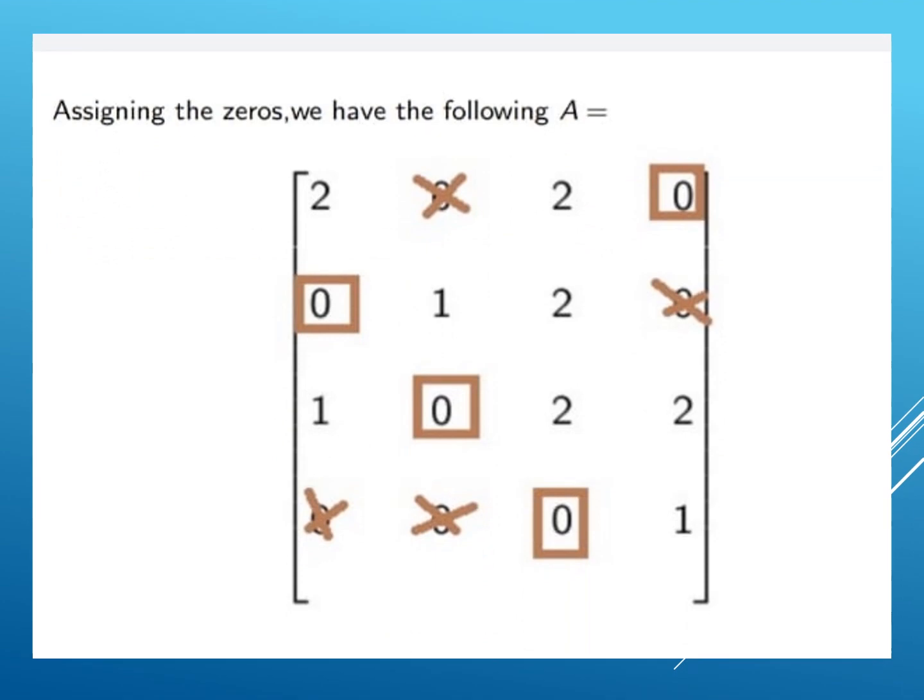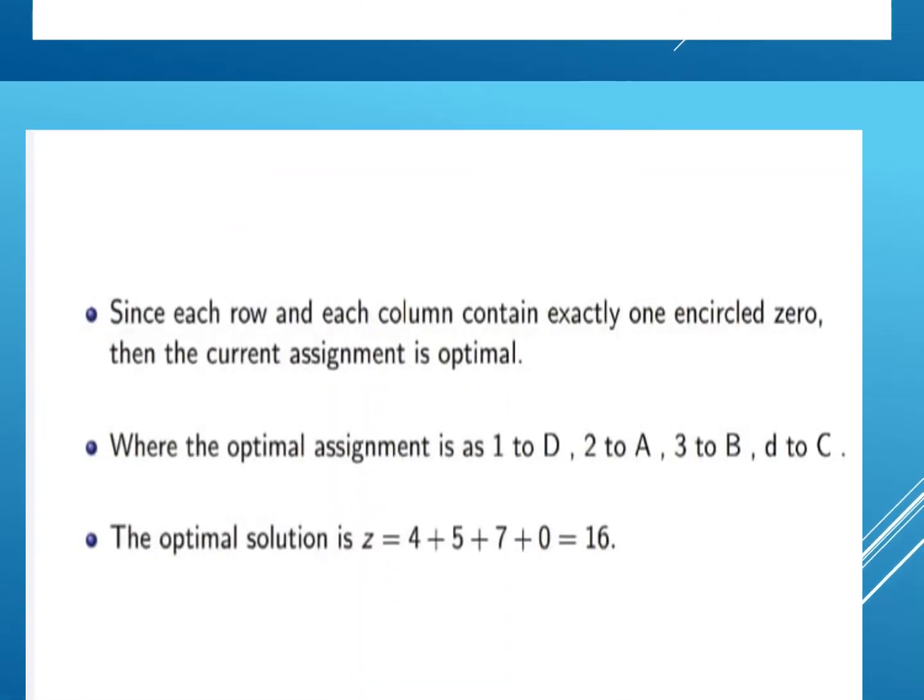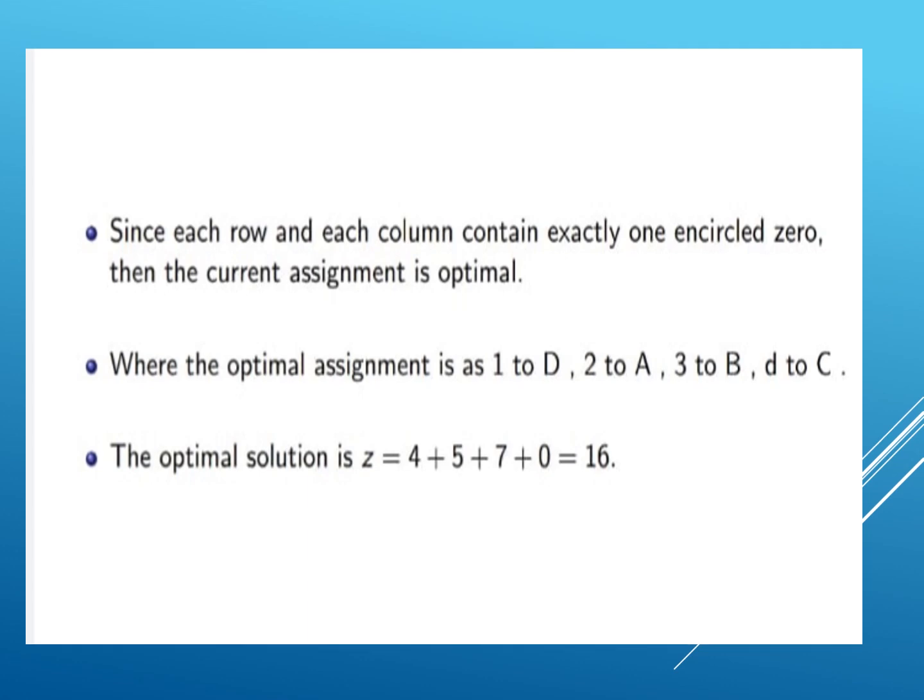Now we assign the zeros. Each row and each column has single zero. So the current assignment is optimal solution. The optimum assignment is 1 to D, 2 to A, 3 to B, 4 to C. The optimum solution is 16.